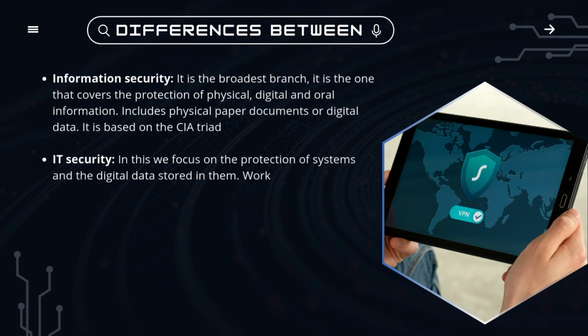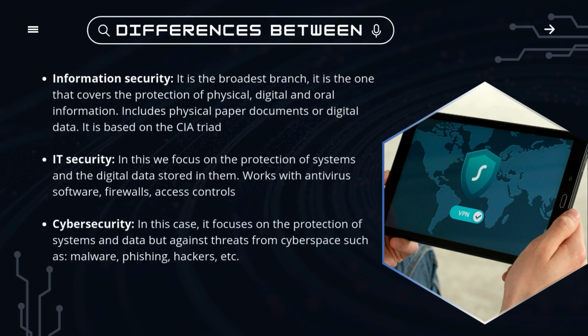Differences between information security, IT security, and cybersecurity. Information security is the broadest branch. It is the one that covers the protection of physical, digital, and oral information, including physical paper documents or digital data. It is based on the CIA triad.